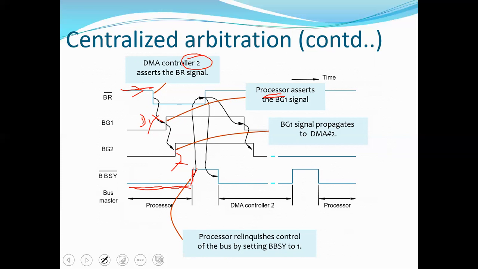Okay, and then the bus is used by the DMA controller 2 for whom the grant is received. So the DMA controller 2 uses the bus. Okay, so here you can see it is being used by DMA controller 2. Okay, and then after the DMA controller uses the bus, the bus is freed, and it can be used by any other device which is requesting for the bus access. Okay, so that is centralized arbitration.